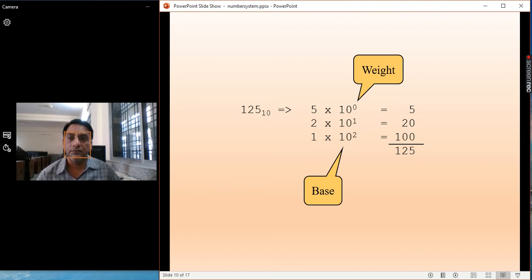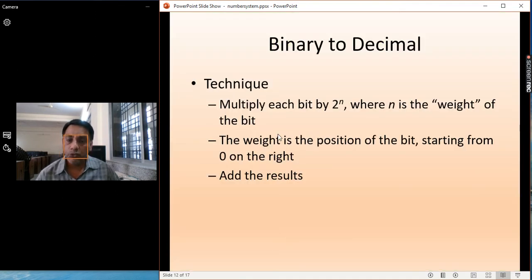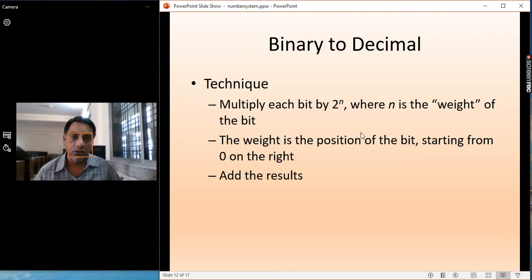We have to use a method to convert one number system into another number system. You can see in the first example, binary to decimal. Here is the binary number and it is converted into a decimal number. So how does the mathematical method take place? You can note down here, binary to decimal. What's the technique? We have to multiply each digit of the binary number by 2^n, where n is the weight of the bit, and it starts from 0, and then we have a result.